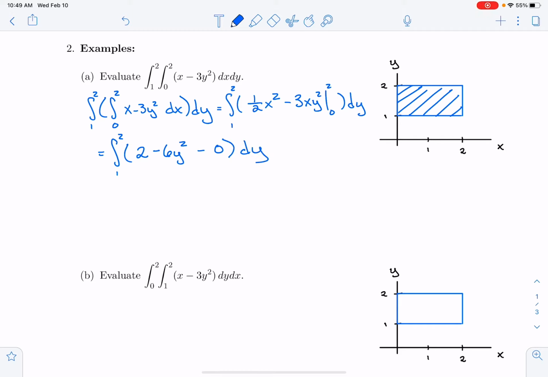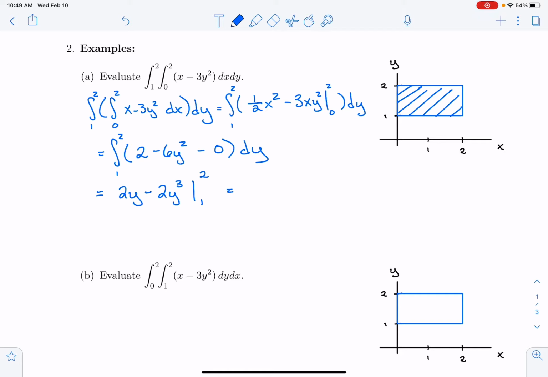And I want to integrate this dy. So now y is my variable. The antiderivative of 2 is going to be 2y. And the antiderivative of 6y squared is going to be 2y cubed. And I want to evaluate that between 1 and 2.